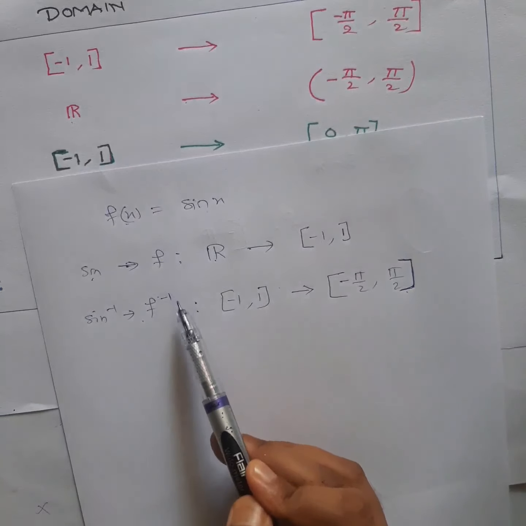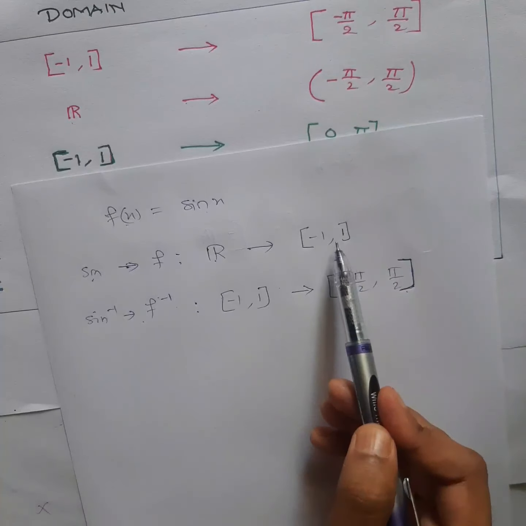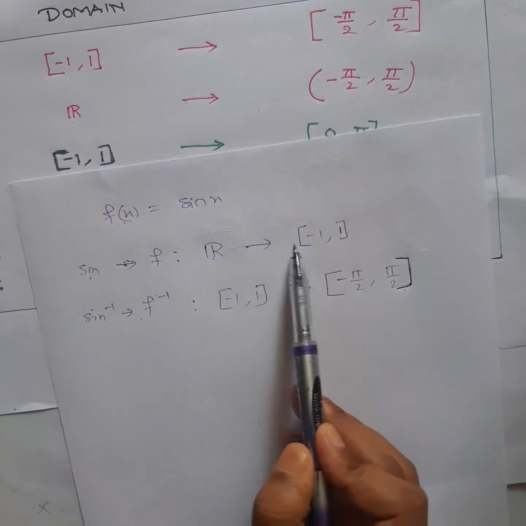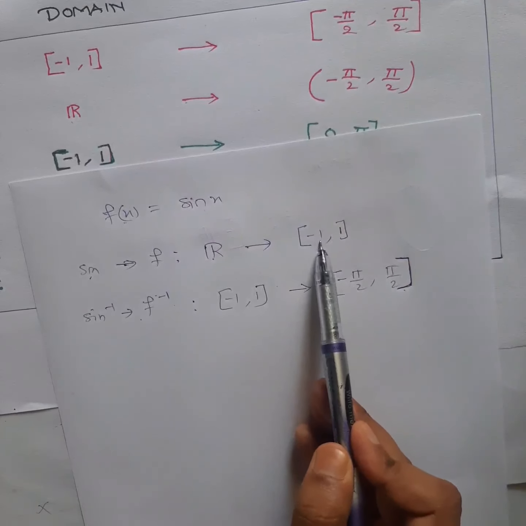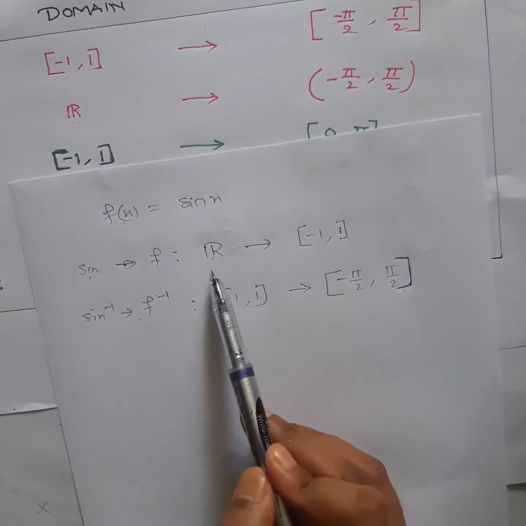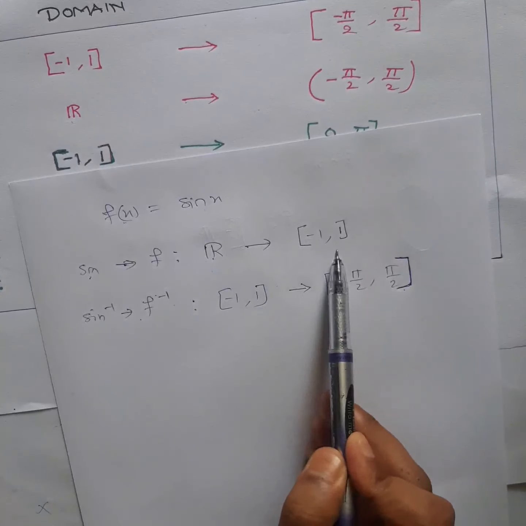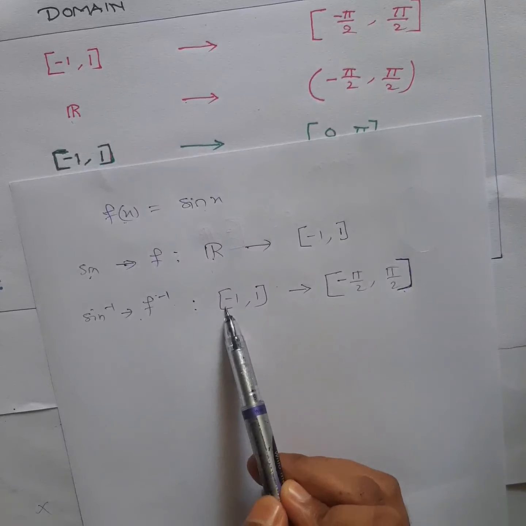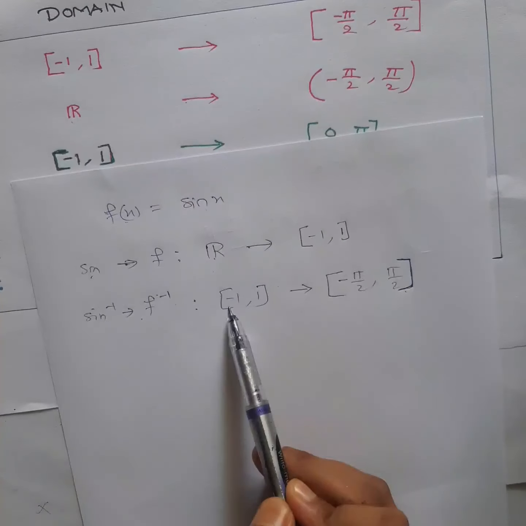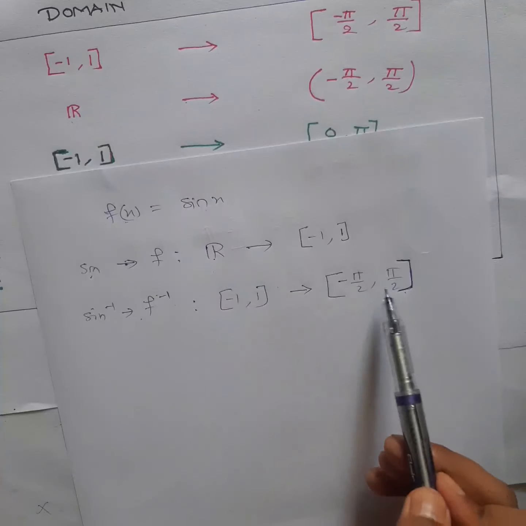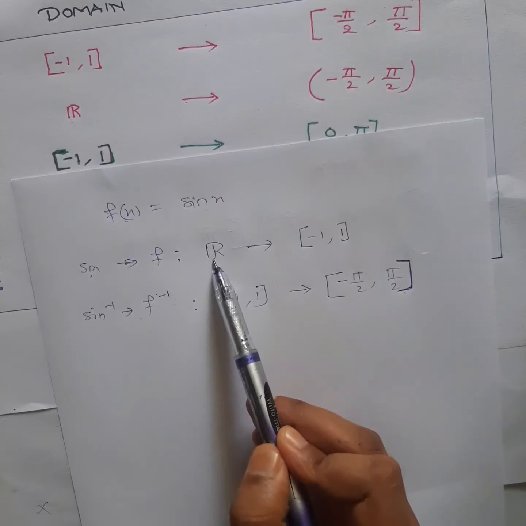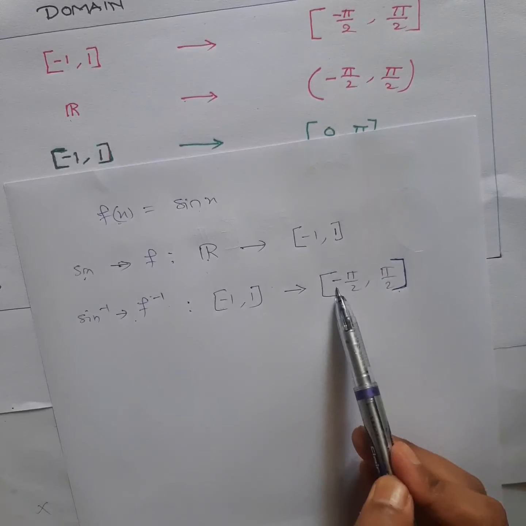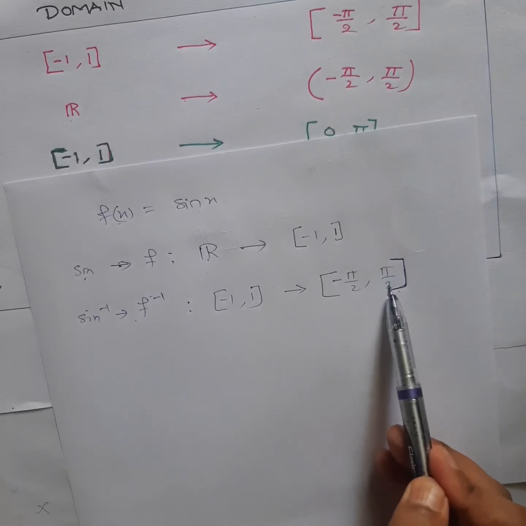Now if you want to write the inverse, what does inverse mean? We invert the definition only. So the function is defined from R to [-1, 1]. When you define the inverse, this will become your domain and this will become your range. See here, in the case of the inverse function, I have taken the domain as -1 to 1, but the range I have redefined. Can you see, from the real numbers I am not taking all the values, I am taking only from -pi/2 to pi/2.